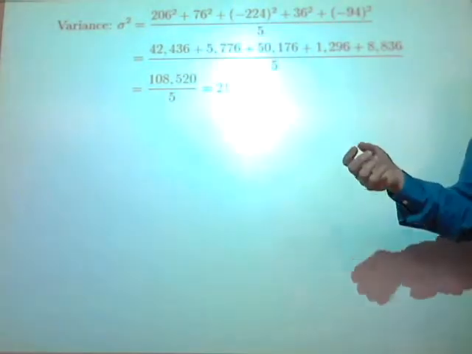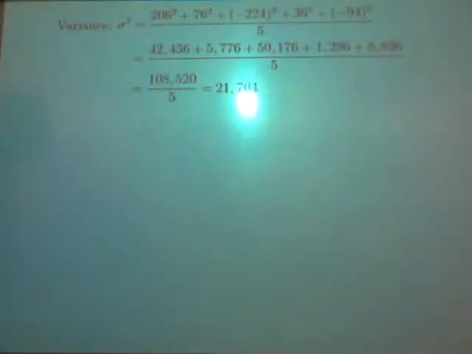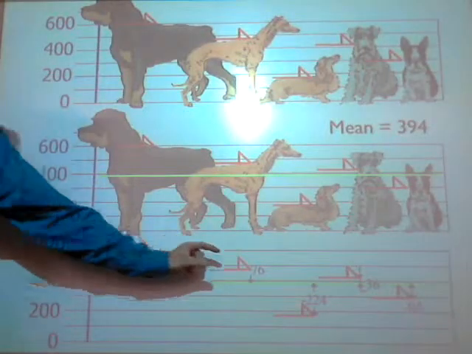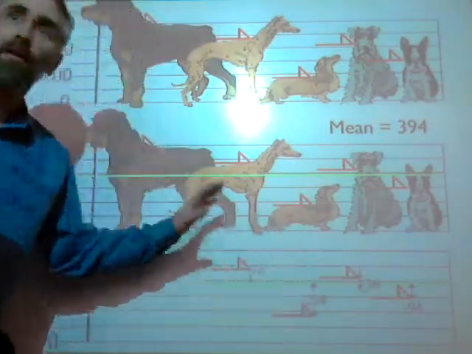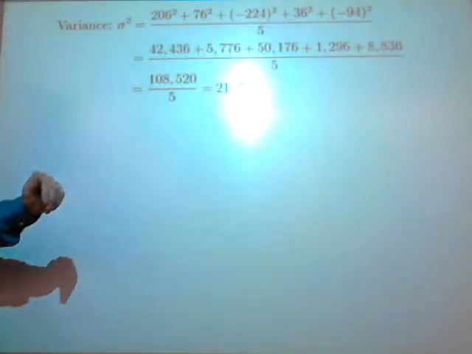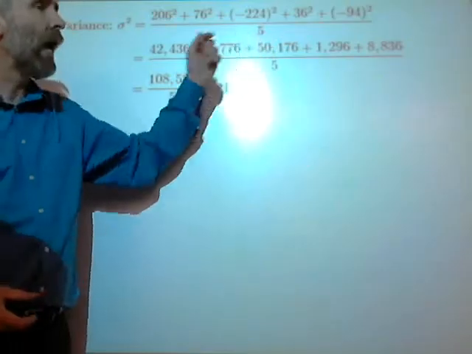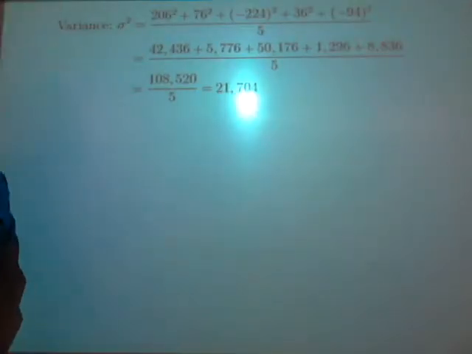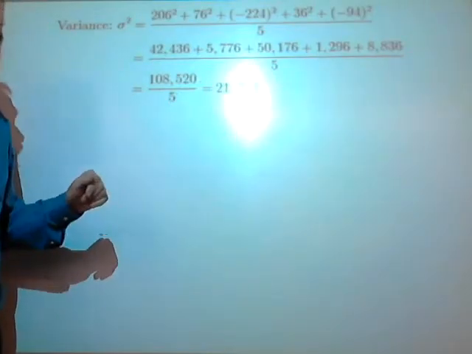I could have negative values. They're on the other side of your paper. You turn them over. So look what you did here. Let's go back for a second. I took all these deviations, 206, 76, negative 224. I square each of them, I add them all up, and I divide by 5. Why 5? That's how many there are. That's what n is. And what I'll get is the variance, 21,704.